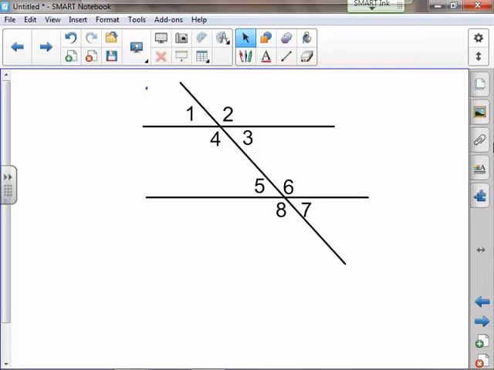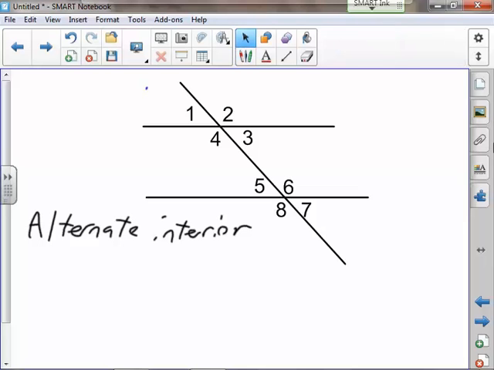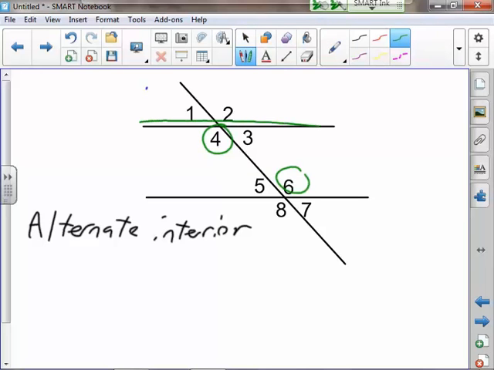After that, we have something called alternate interior angles. Alternate interior angles would be angle 4 and angle 6. Notice that they are on the interior of these two lines. So angle 4 and angle 6 are alternate interiors. And then what's the other alternate interior pair that we see there? Angle 3 and angle 5.